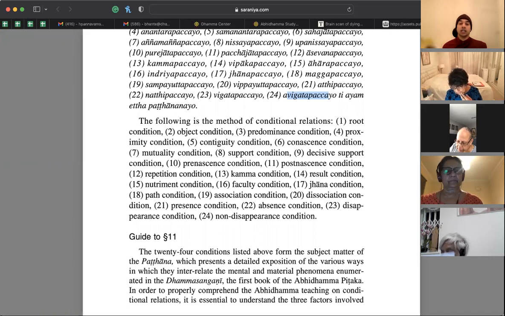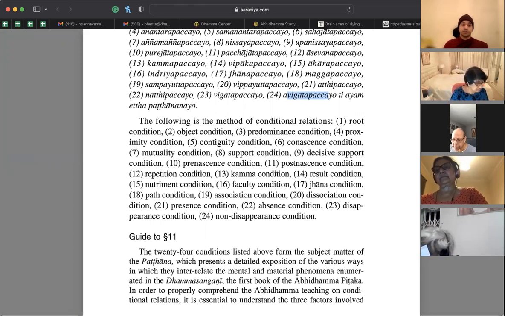Seventeen, jhana condition. Eighteen, path condition. Nineteen, association condition. Twenty, disassociation condition. Twenty-one, presence condition. Twenty-two, absence condition. Twenty-three, disappearance condition, and twenty-four, non-disappearance condition.